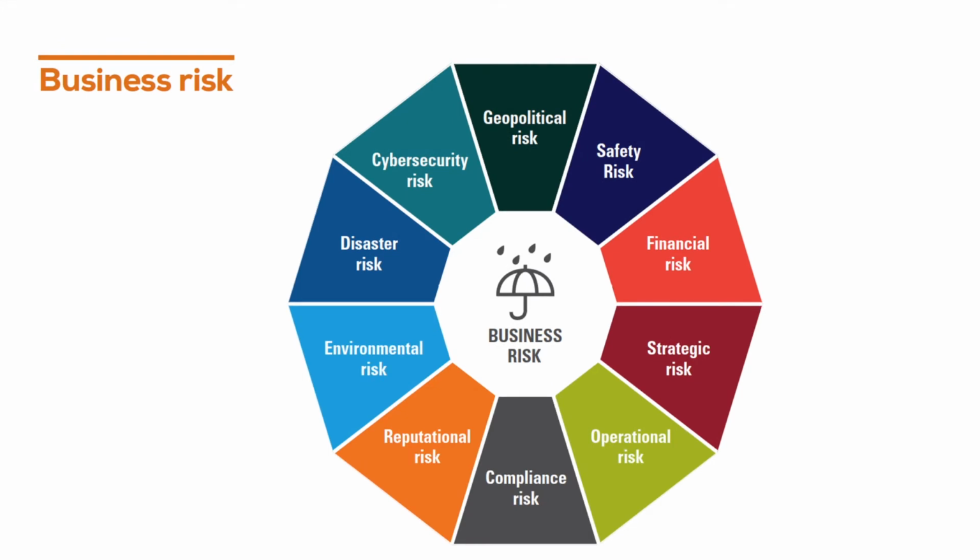Now we're starting with business risk. Here is a list of a few sources of business risk: strategic risk, operational risk, compliance risk, reputational risk, environmental risk, disaster risk, cybersecurity risk, geopolitical risk, safety risk, financial risk. So this is the list of the risks. We will be discussing all of these risks in the following slides. Don't be worried, we will be discussing all of these in a few seconds.